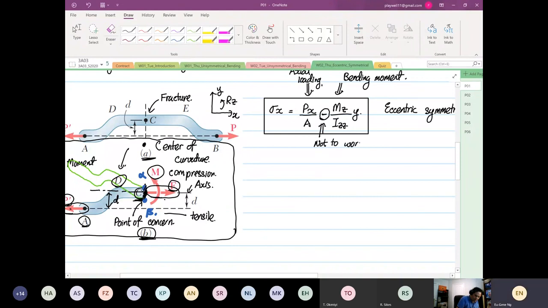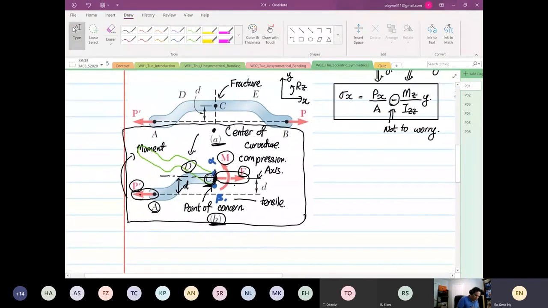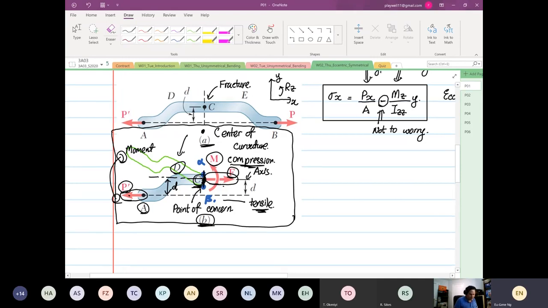If you forget the formula during your exam, or later on when you work as an engineer, don't worry about it. What do I mean by don't worry? Because we still follow the same rule. The top of the arrow will still be under compression. The tail end of the arrow will still be in tensile.